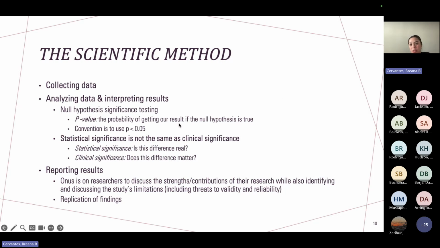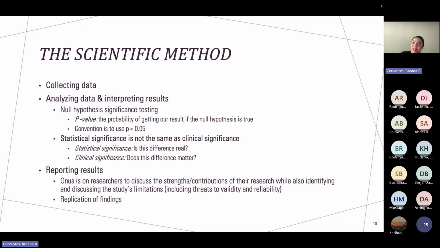So the convention we use is p less than 0.05. That's going to change depending on your field. So certain science fields might say that's too large. They might change it to 0.01 or 0.1. We do that too in our field, so it depends on your sample size. There's different statistical reasons to change that p-value, but typically less than 0.05.